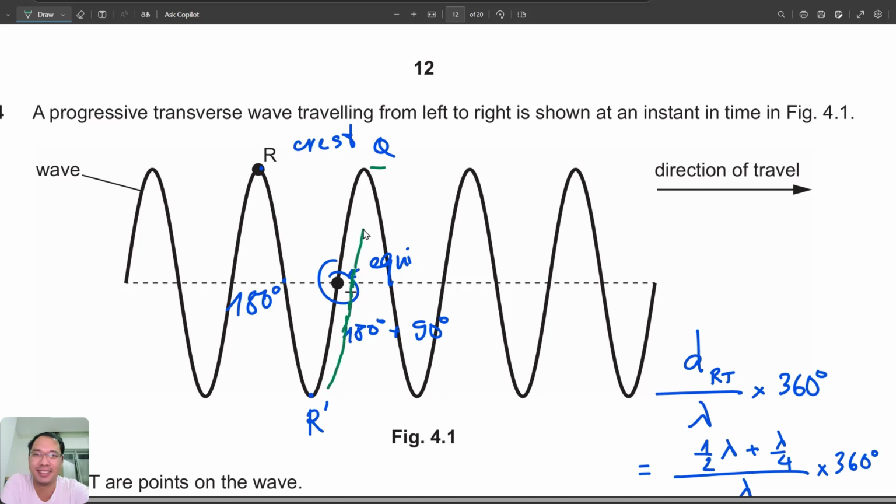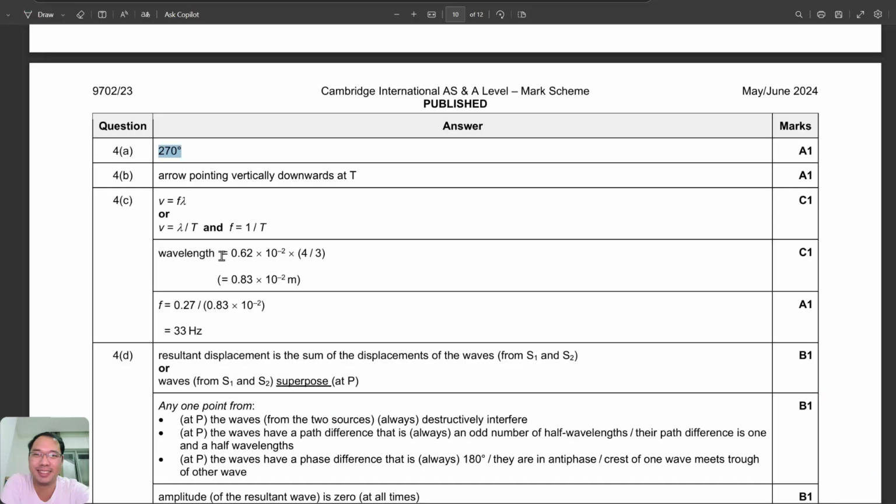There. This is the new wave, which means the point Q is moving from this peak to the next position here, and therefore this point T must move downward to the new position here. This is the new position of T, and therefore for the answer, you just need to draw only one vector. Do not draw anything else, just one vector like this. Okay, that's the answer, which is vertically downward.